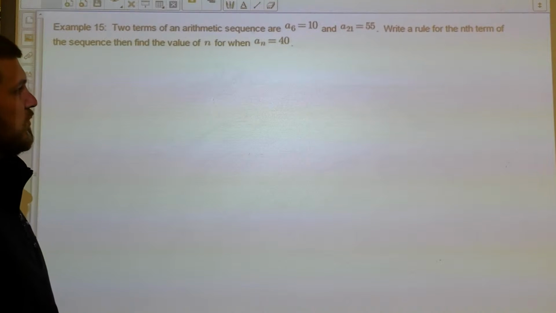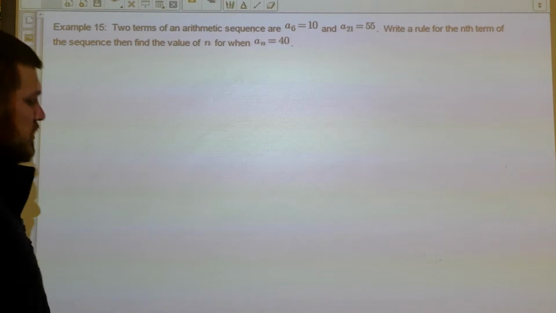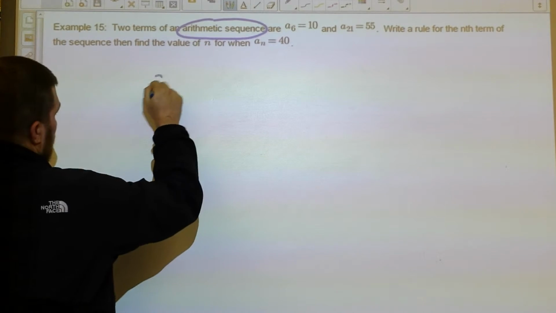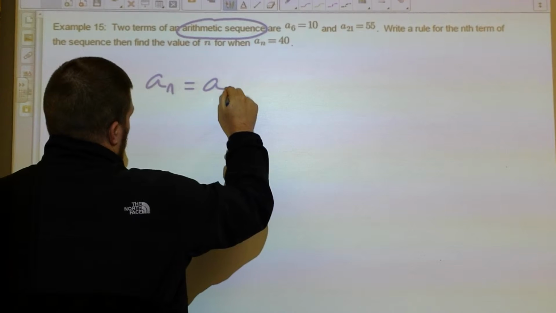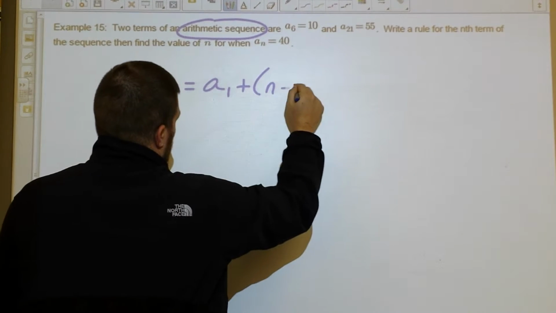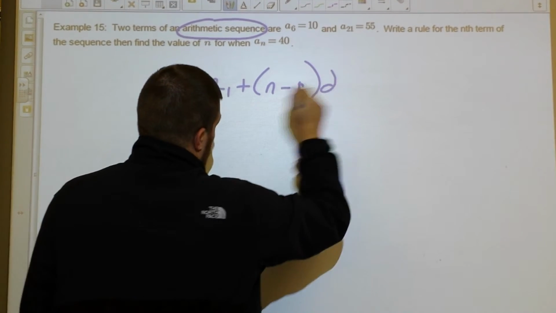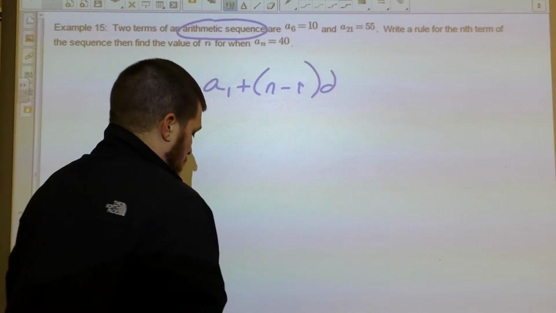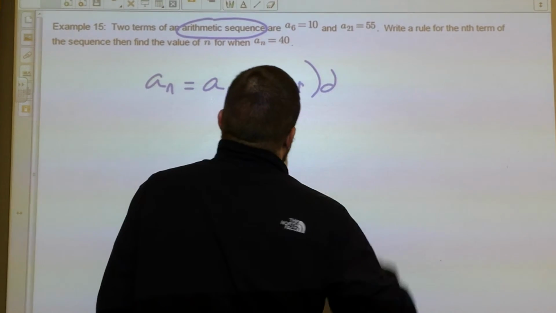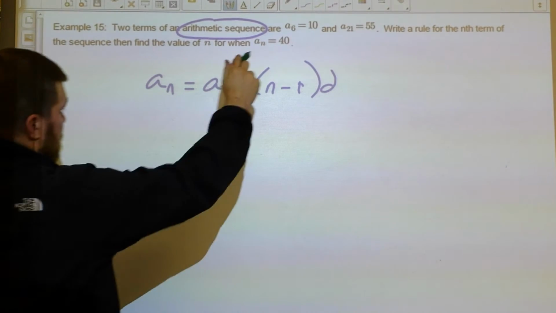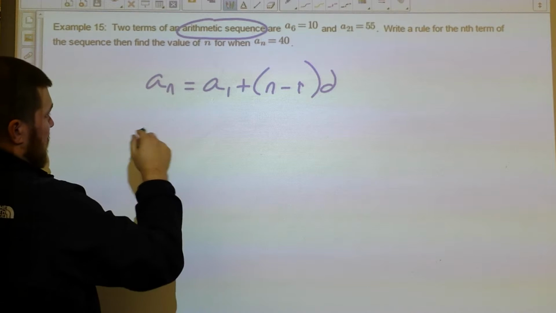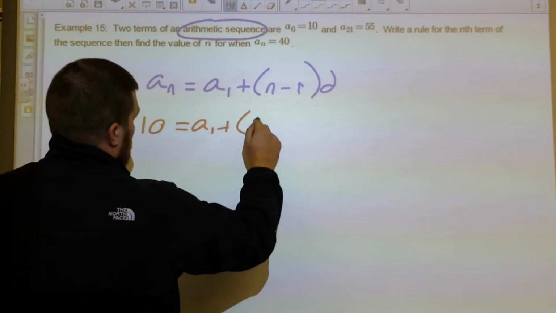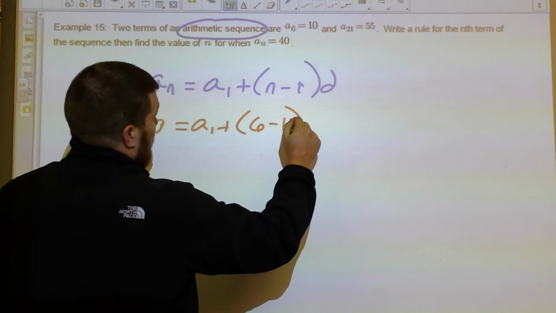Okay, so first we want to figure out what our first position is. Since we know it's arithmetic, we're going to start with A of n equals A of 1 plus n minus 1 times d. Now we're going to use the information that we have. In the 6th position, so when n is 6, I have a 10. So 10 equals our first position plus 6 minus 1 times d.